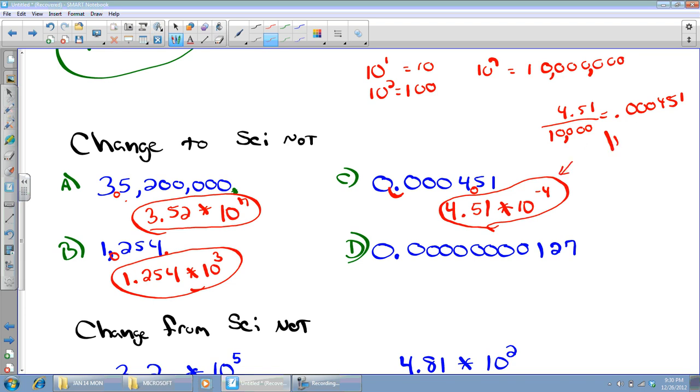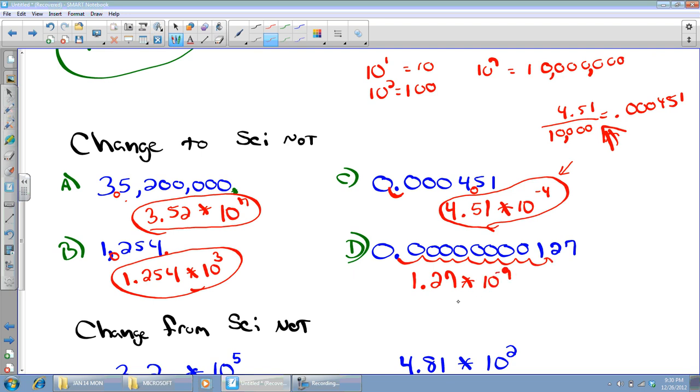Okay, this is the scientific notation answer. This is what's going on mathematically to tie in the connection with the negative exponent. Okay, this one here, we're going to want 1.27. How many tens do I have to multiply it by to get that decimal point between the 1 and the 2? Well, there's 1, 2, 3, 4, 5, 6, 7, 8, 9. So I'm going to multiply by 10 to the negative ninth power.